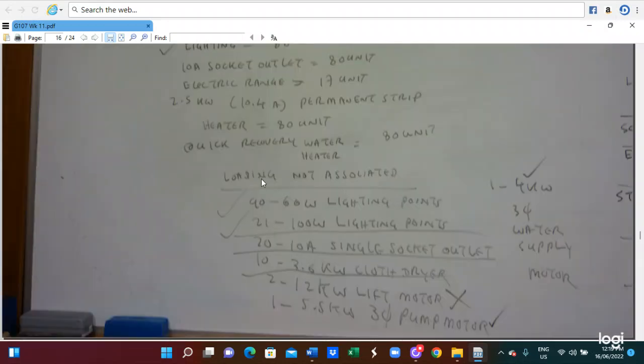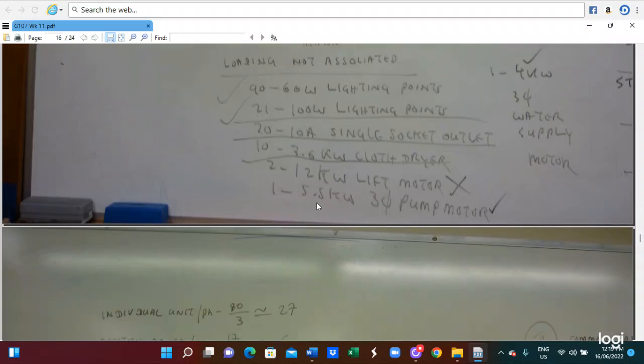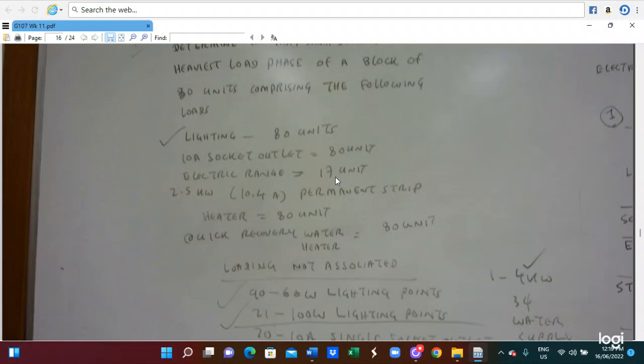And the loading not associated with the units, these components are loading: 90 number of 60 watt lighting points, 21 number of 100 watt lighting points, 20 number 10 ampere single socket outlets, 10 number 3.6 kilowatt clothes dryers, 2 number 12 kilowatt lead motors, 1 number 5.5 kilowatt 3-phase pump motor, and 1 number 4 kilowatt 3-phase water supply motor. Those are included in the door loads.